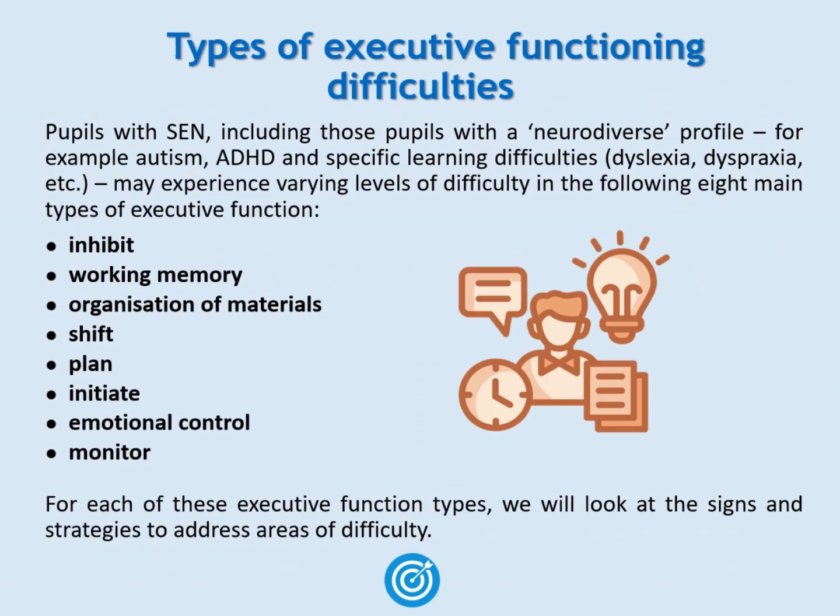Types of executive functioning difficulties. Pupils with SEN, including those pupils with a neurodiverse profile, for example, autism, ADHD, and specific learning difficulties such as dyslexia and dyspraxia, may experience varying levels of difficulty in the following 8 main types of executive function: inhibit, working memory, organization of materials, shift, plan, initiate, emotional control, and monitor. For each of these executive function types, we will look at the signs and strategies to address areas of difficulty.